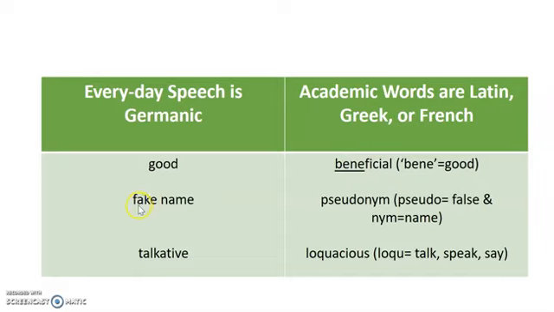Let's look at another example, fake name or nickname. And the academic word for this is pseudonym. It has two roots. Pseudo means false, fake, and nym means name. You probably know some other words with the same root nym. Synonym, antonym. Another word, talkative, and the academic equivalent would be loquacious. Comes from the root loco, talk and speak.